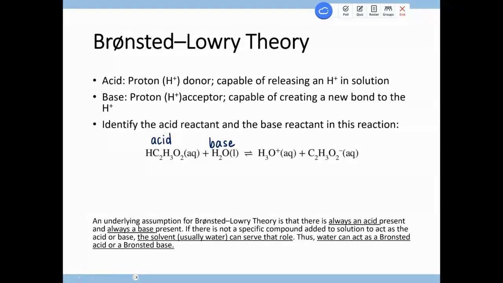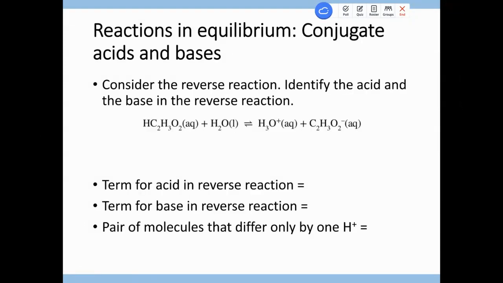So if one is not specified, water will fulfill the missing role. Now, another important piece of Bronsted-Lowry theory when we're talking about reversible reactions is that the reverse reaction, so going from products to starting material, is also an acid-base reaction.